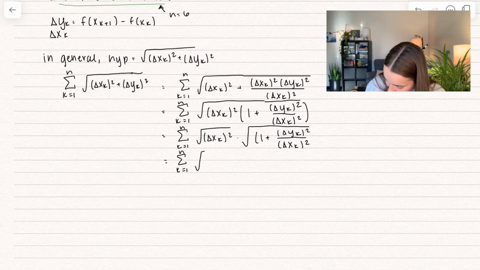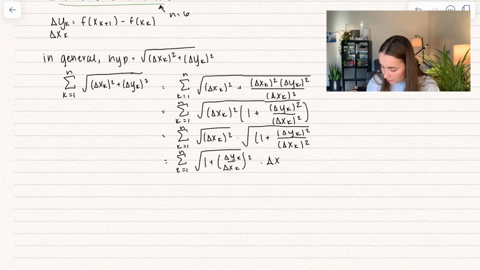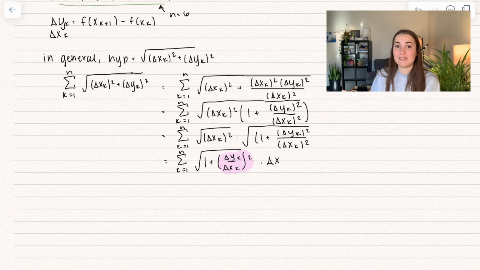So left over, we have the square root of 1 plus, and now we can combine those into one square: delta yk divided by delta xk, squared, times delta x. But my question is, what does this actually represent? This is the change in y divided by the change in x. That represents the derivative. It's the first derivative of y in terms of x.